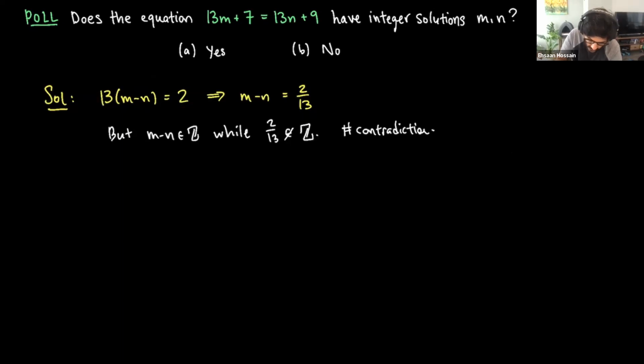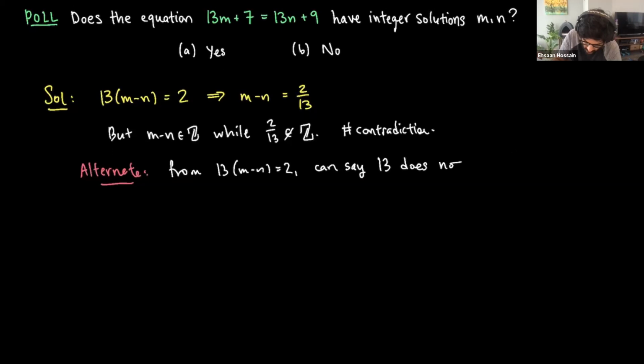An alternate way to say this: from 13 times m minus n equals 2, you could say 13 does not divide 2. That's another way you could say it. But then there's actually one more way to do it that uses remainders.